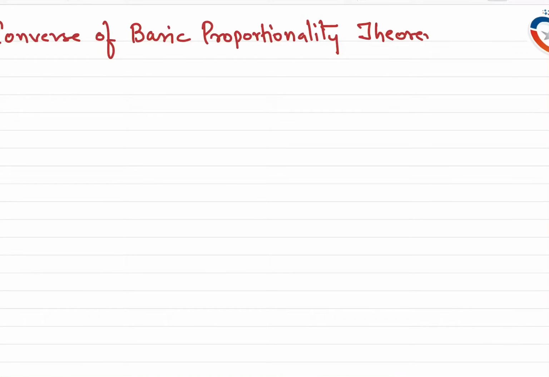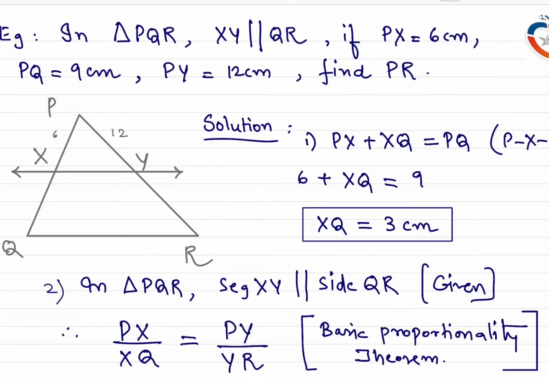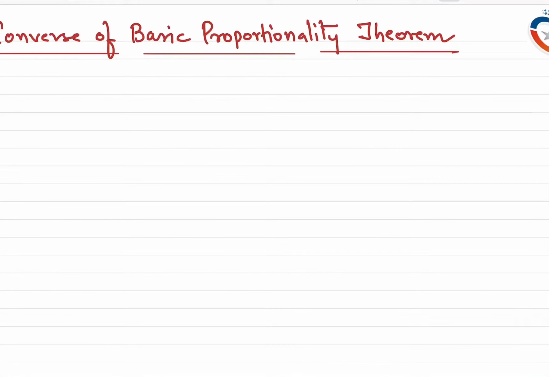So now we learn the converse of basic proportionality theorem. The basic proportionality theorem says if the line is parallel, then the ratios are equal. In short, if the line is parallel to a side of a triangle, then the ratios are equal, right? Converse is the opposite of that. So what does the converse say? If the ratios are equal, then the line is parallel.